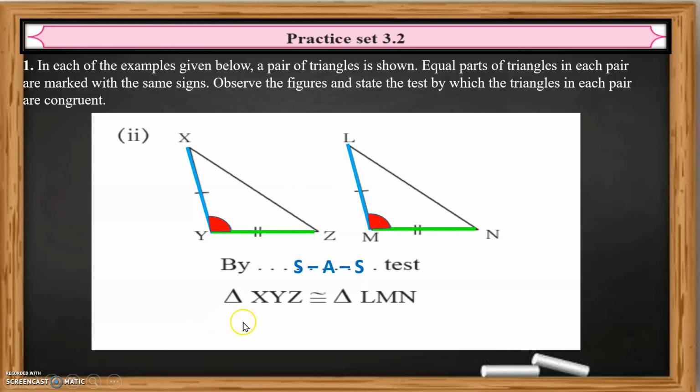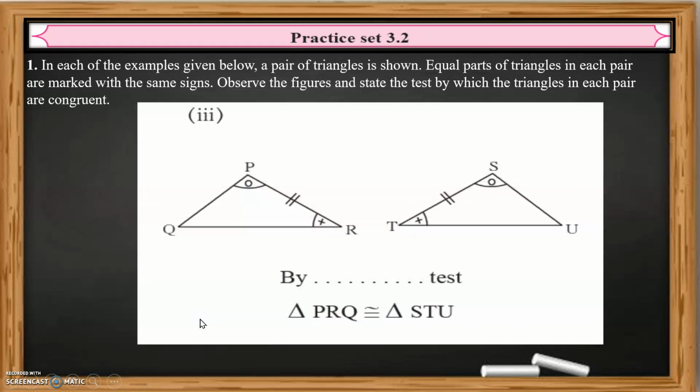Hope this is clear, students. Let us go to the next question. So here it is. Angle P is congruent to angle S. Then PT is congruent to ST. And angle R is congruent to angle T. So it's triangle PRQ and STU. So by which test? A, S and A test.